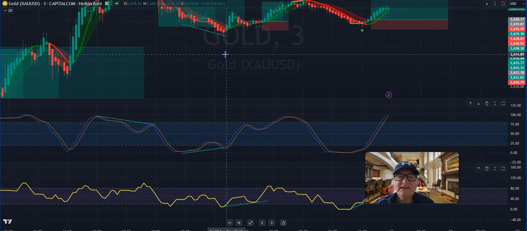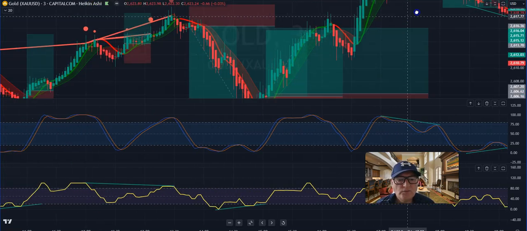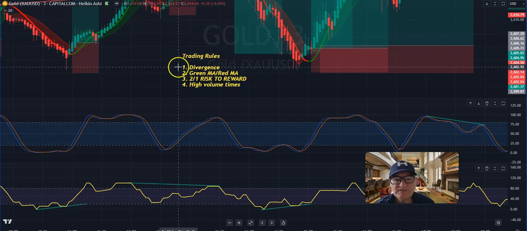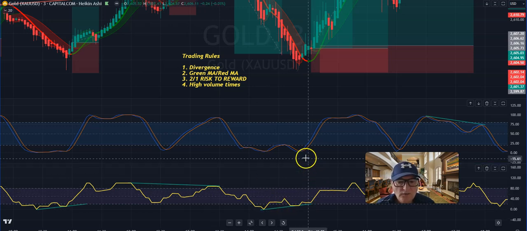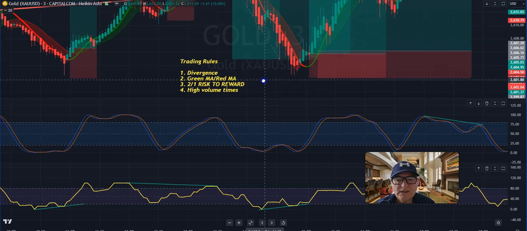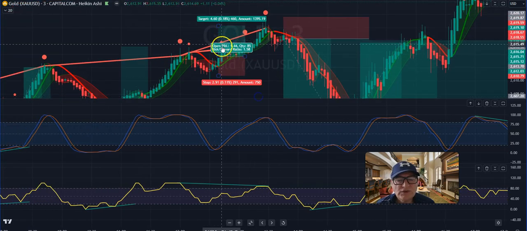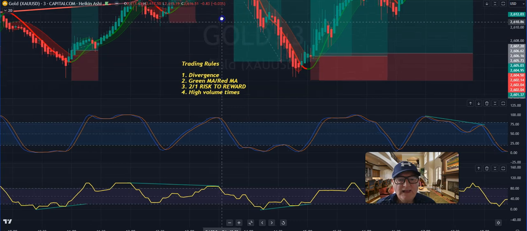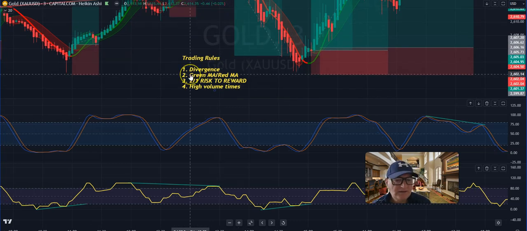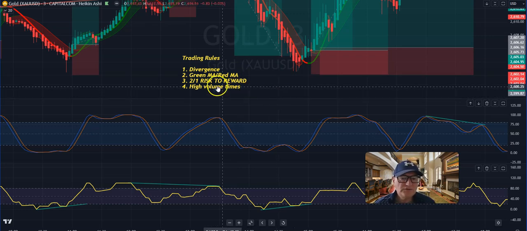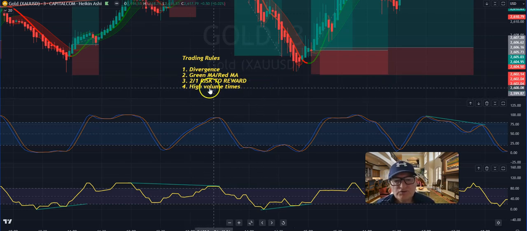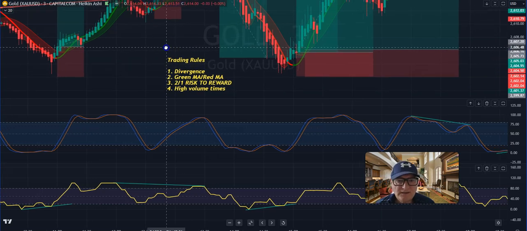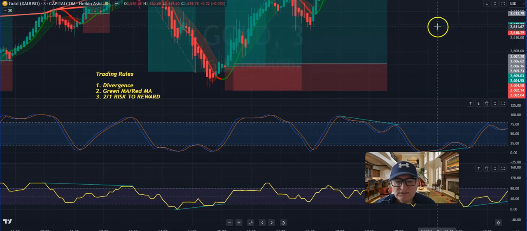But the key to this, as I mentioned earlier, are the rules. Make sure there's positive or negative divergence, number one, really, really important, on the money flow index, on the RSI oscillator, or it's showing on your chart automatically anyway. And then wait for the line to go green for a buy, red for a sell, and then ensure that you've got 2 to 1 risk to reward, and then trade during high volume times, London Open, New York session.